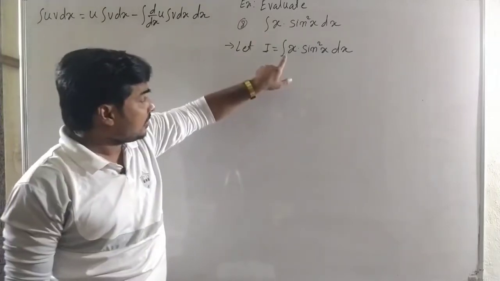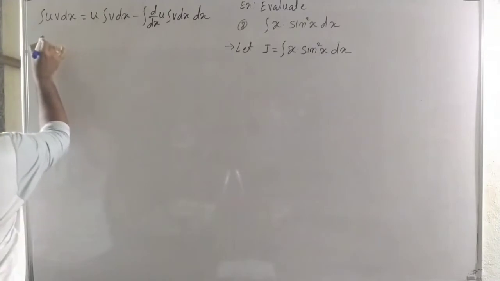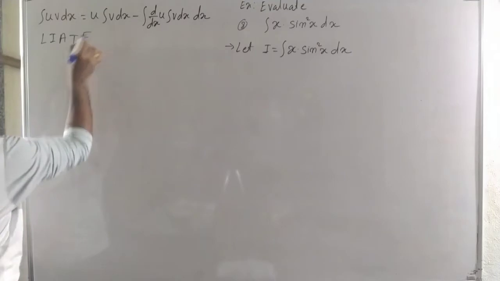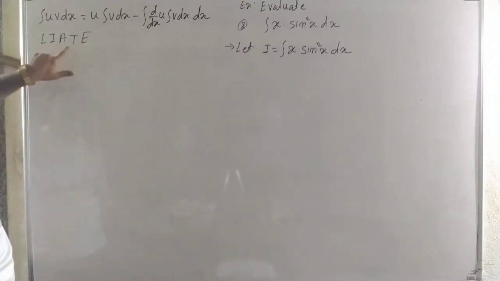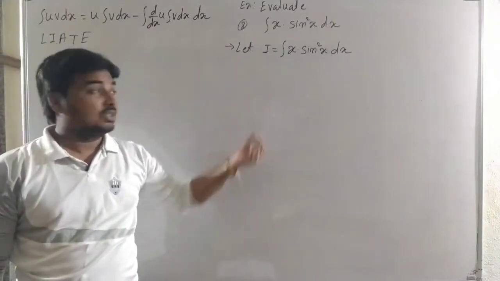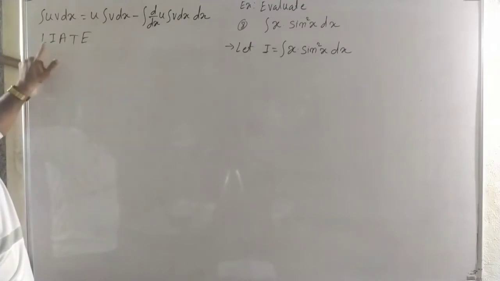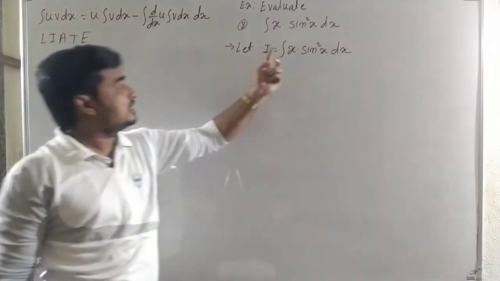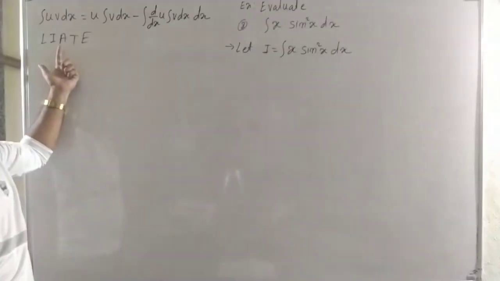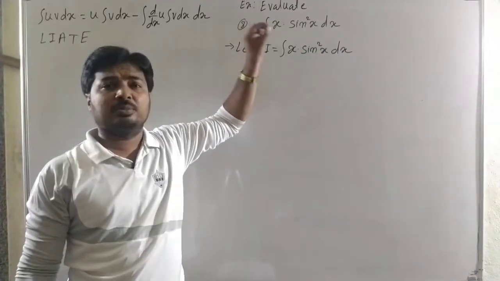Okay, here see carefully, the rule for the proper choice of the first function and second function is L-I-A-T-E. That means logarithmic, inverse, algebraic, trigonometric and exponential function. Here we take as first function the one which comes first in the serial order of these letters, L-I-A-T-E. Here x is an algebraic function, sin square x is a trigonometric function. So we can write algebraic first and trigonometric as the second function.